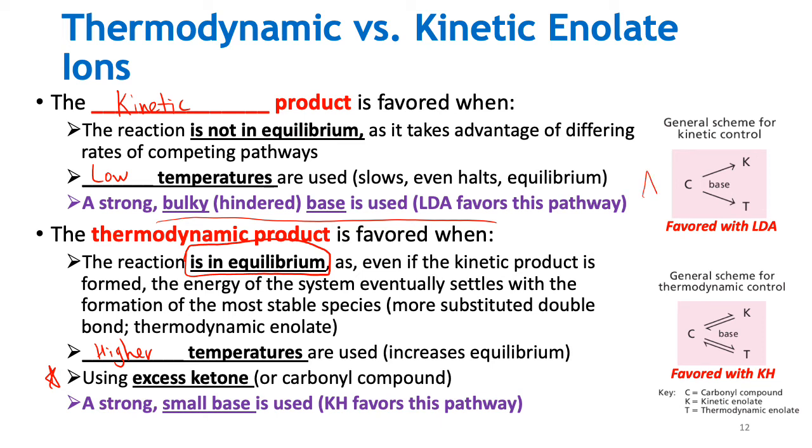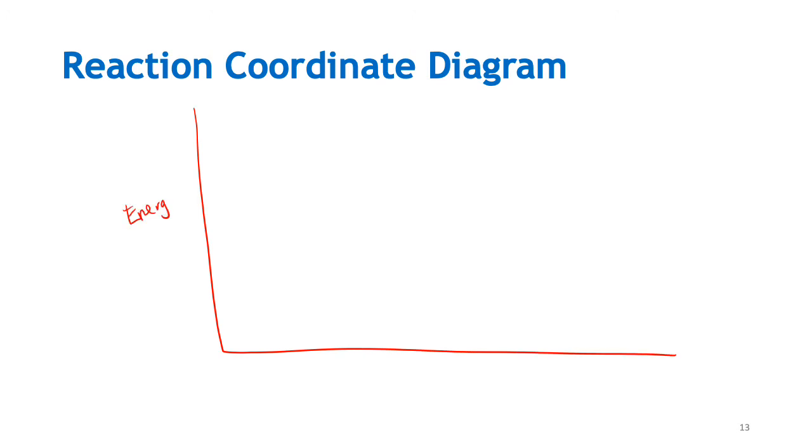Here is a general scheme on the right-hand side of kinetic versus thermodynamic, maybe what you're looking at with the equilibrium. So take a look at those schemes when you get a chance. I wanted to point out also the reaction coordinate diagram. So remember these: you have energy on the y-axis, and you have reaction coordinate on the x-axis.